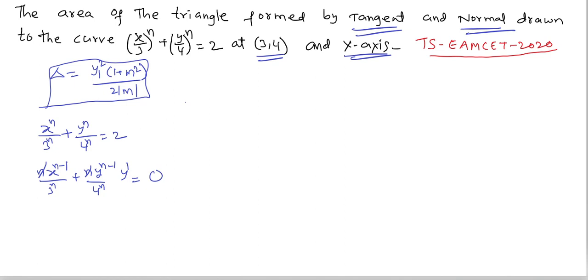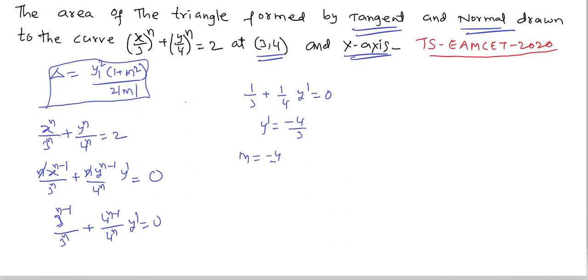So this dy by dx at 3, 4, that means substituting x value 3 and y value 4, that is 3 to the power of n minus 1 by 3 power n plus 4 power n minus 1 by 4 power n into y dash is equal to 0. 3 power n minus 1 by 3 power n, that is 1 by 3, plus 1 by 4 into y dash is equal to 0. So y dash is equal to minus 4 by 3. So slope m is equal to minus 4 by 3.